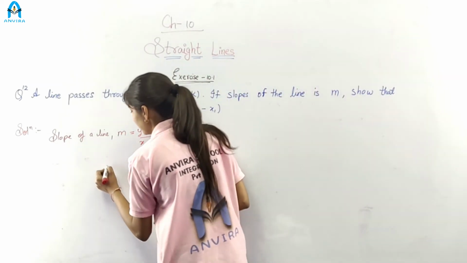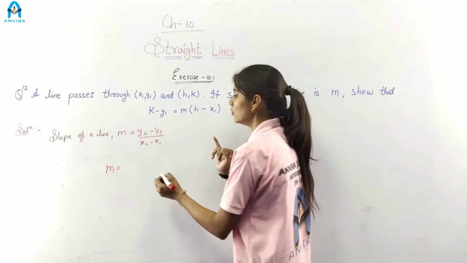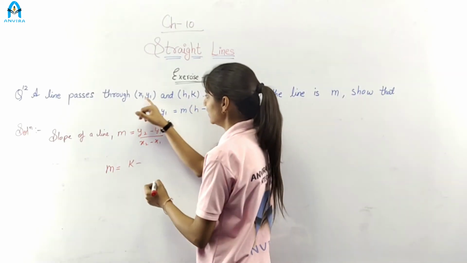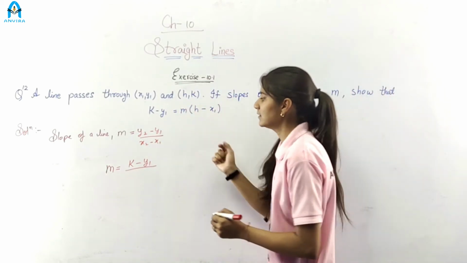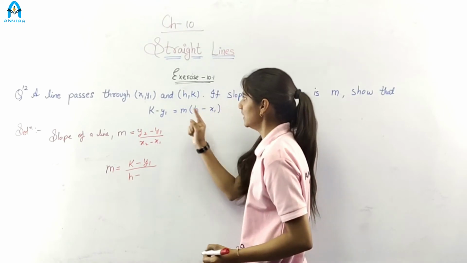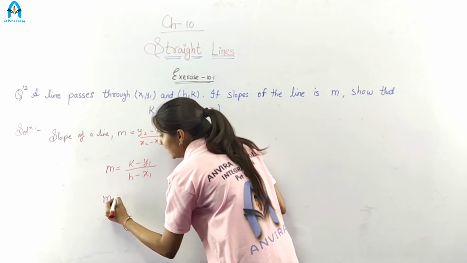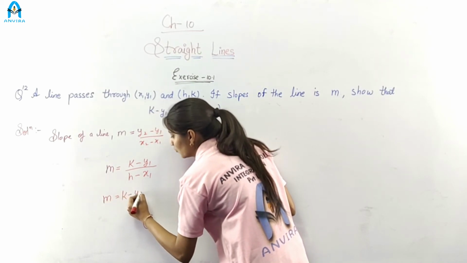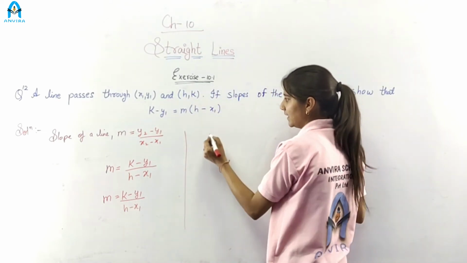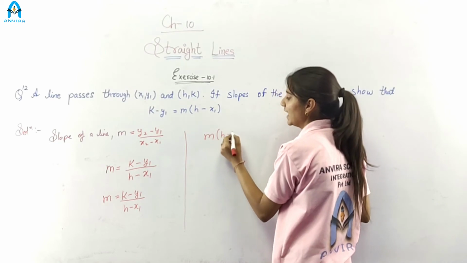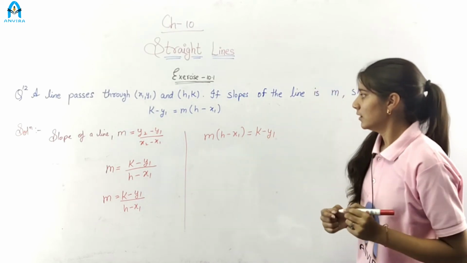So applying these coordinates here, what will we get? What is our y2? That is k. What is our y1? That is y1. Similarly, what is our x2? That is h. And similarly, what is our x1? That is x1. So I can write it as m is equal to k minus y1 upon h minus x1. By arranging this, m times h minus x1 is equal to k minus y1.